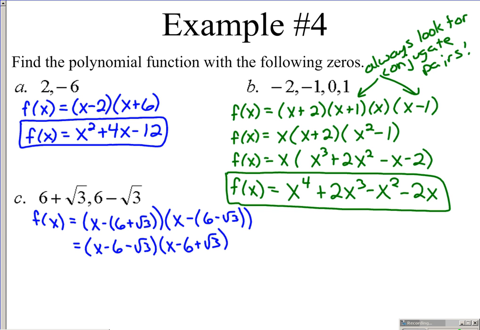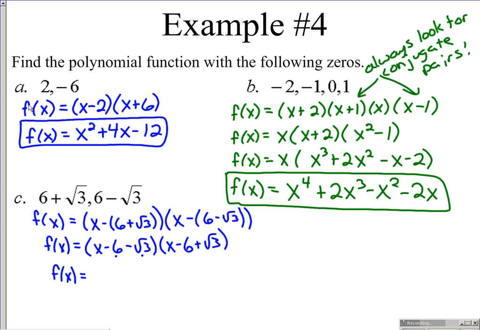Now, when we go to multiply all of this, we take x, distribute it through to everything, take negative 6, distribute it through to everything, take negative root 3, distribute it through to everything. So we're going to have a lot of terms here, but a lot of stuff is going to end up canceling out, and it's going to end up being a nice polynomial.